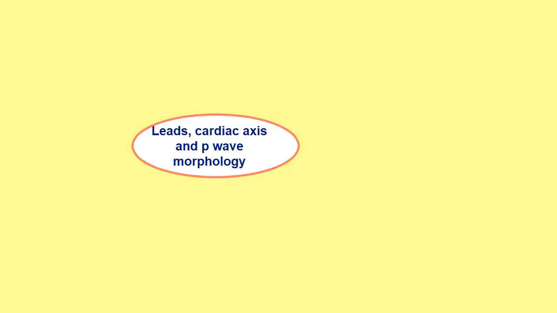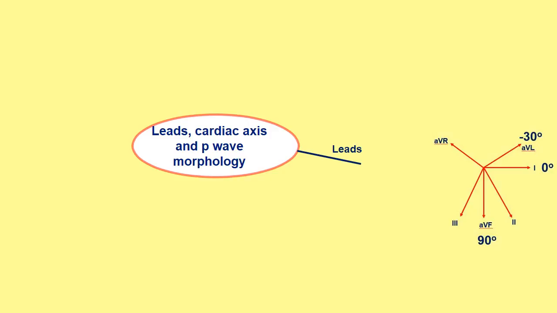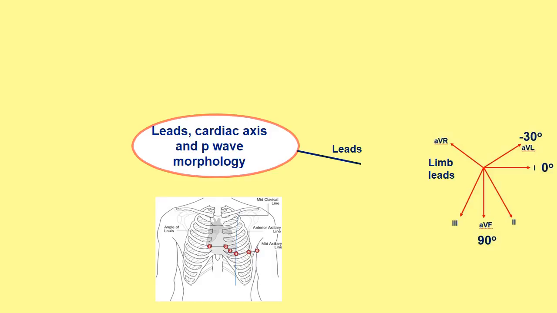Now, so today we've talked about leads, cardiac axis, and the P wave morphology. So leads, just remember, draw your Y shape and then add 1, 2, and 3. And the ones pointing downwards are the inferior leads. The ones pointing to the left are the lateral leads. Okay, and those are the limb leads. And then you have the chest leads. So just remember the points of attachment.